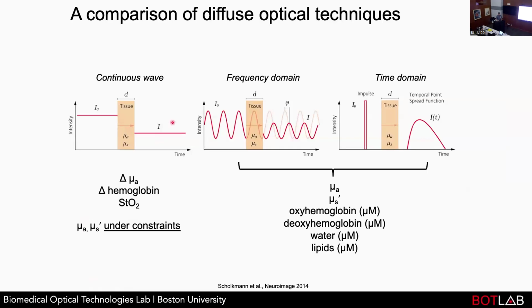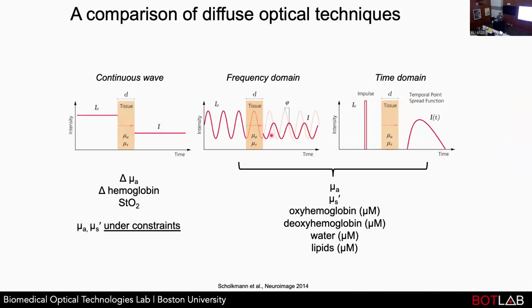That means this technique has some limitations. We can measure the delta, the change in absorption, if we assume scattering doesn't change, or change in hemoglobin or oxygen saturation levels. We can extract mu A and mu S prime under certain circumstances with specific constraints. And I'll show you some examples of that.